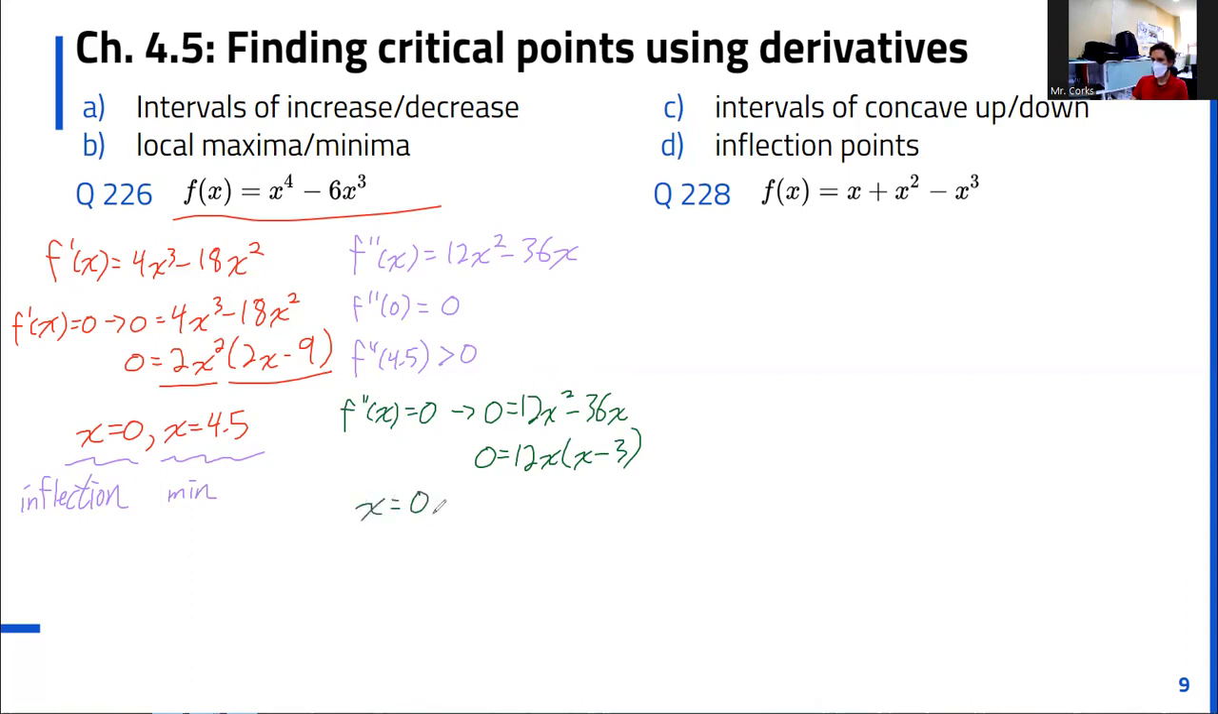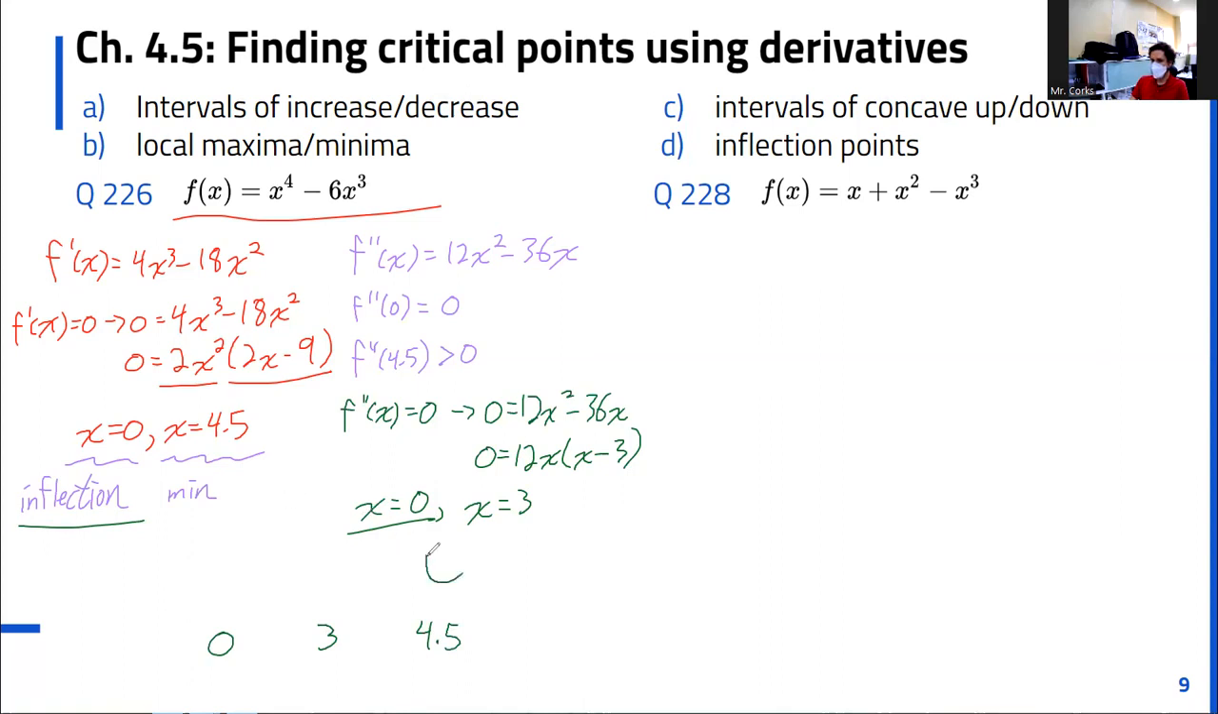So x equals 0 is one of the zeros here, and we already found that just kind of by chance with our first derivative. So good thing that we found that again. It is an inflection point. And we have another one, which turns out to be x equals 3. So at 0, we have some kind of inflection point. At 3, we have some kind of inflection point, and at 4.5, we have a minimum.